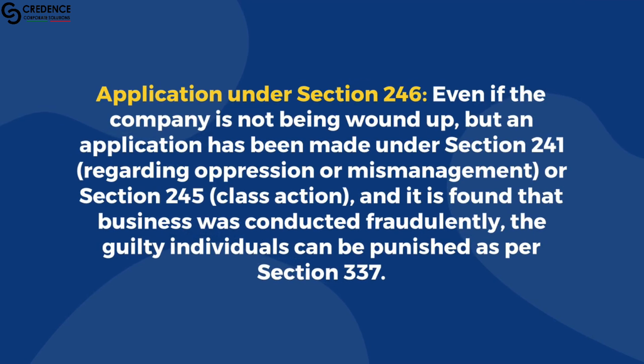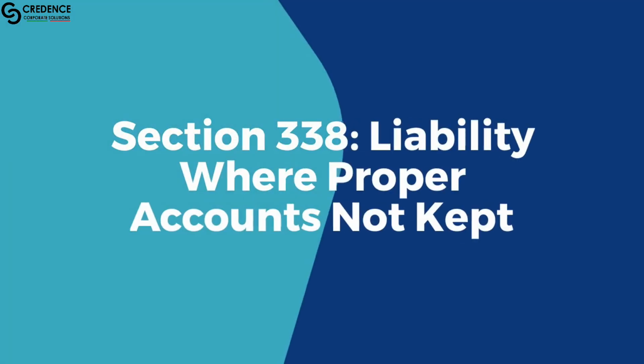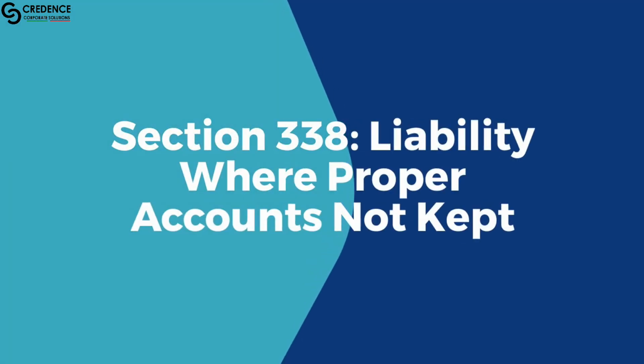Application under Section 246: even if the company is not being wound up, but an application has been made under Section 241, regarding oppression or mismanagement, or Section 245, class action, and it is found that business was conducted fraudulently, the guilty individuals can be punished as per Section 337. Section 338, Liability where proper accounts not kept.